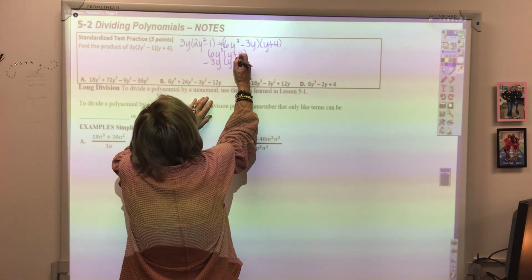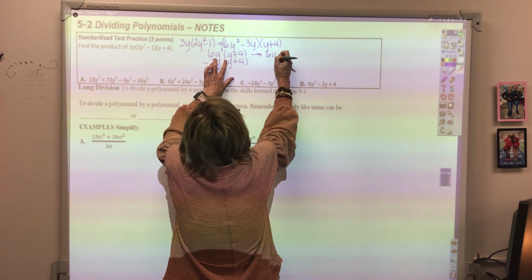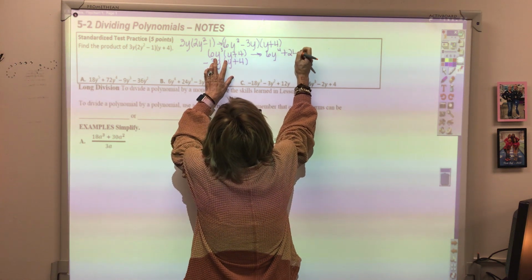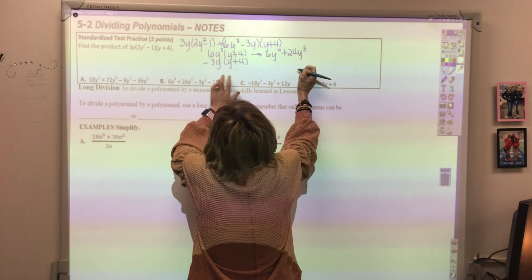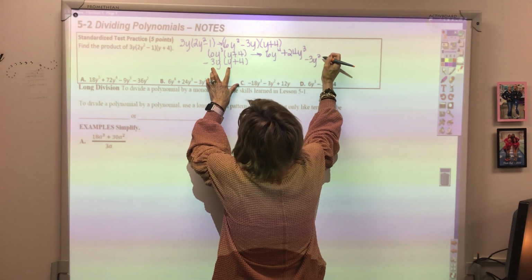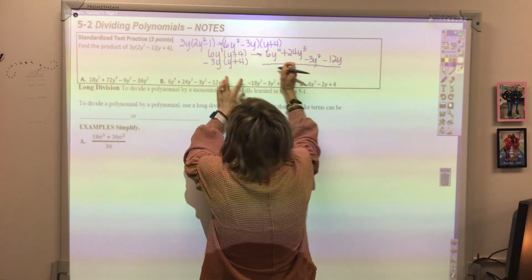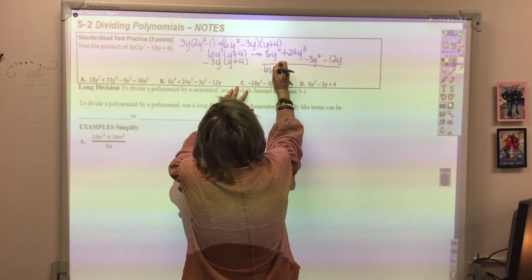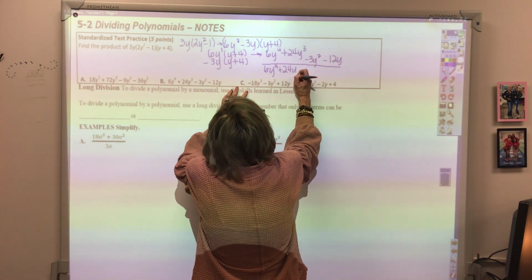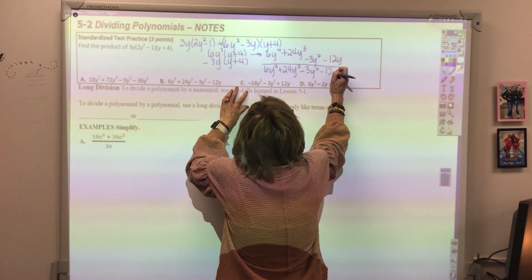This is using FOIL, so I will have 6y to the 4th plus 24y cubed, and then I'll have negative 3y squared minus 12y. So my answer should be 6y to the 4th plus 24y cubed minus 3y squared minus 12y.